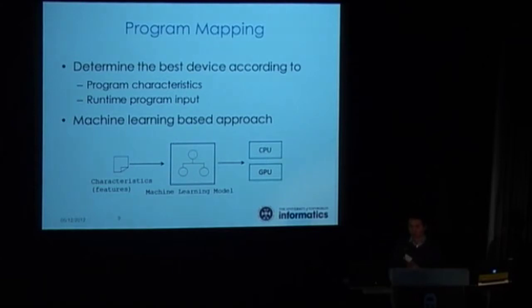This leads to the second part of my talk, which is how we can have an effective technique to determine the best device to use according to program characteristics and runtime program input. What we do is we use machine learning to build a model. The model performs like a black box. So the model takes in the characteristics of your input program, and hopefully it can predict the right device, whether the CPU or the GPU to use, so that we can determine which version of the code to run.